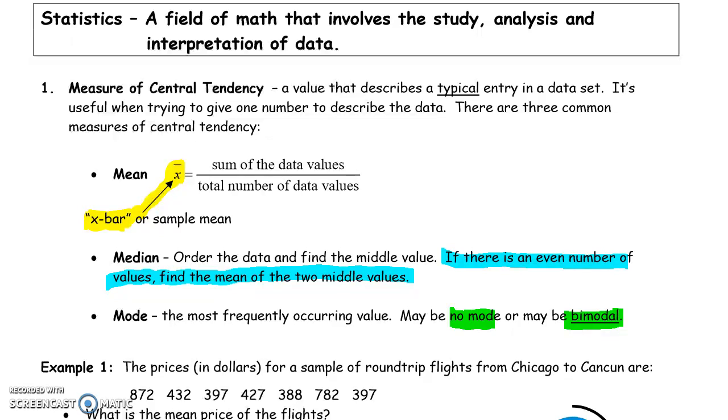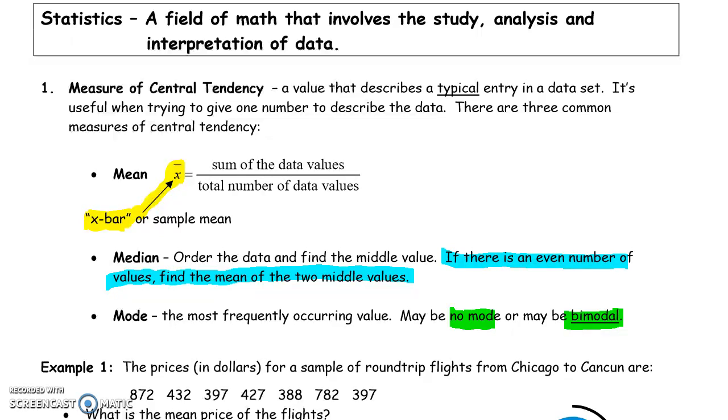Median is the middle value. You have to line all of the values up in order, least to greatest. It's the middle value. If there's an even number of values, there's not a middle, so you take the two middle ones and find the average, or the mean, of those two. And the mode is the element that occurs most frequently. If everything occurs only once, there'd be no mode. And if there are elements that appear the same number of times, so the number 4 appears 6 times and the number 10 appears 6 times, there's two modes, and we call that bimodal.